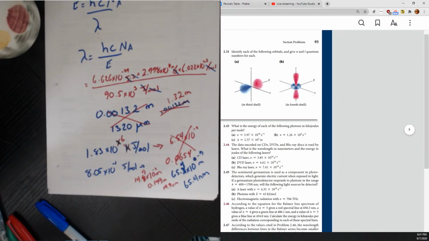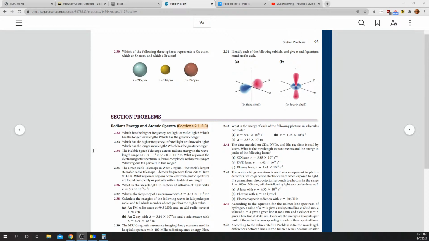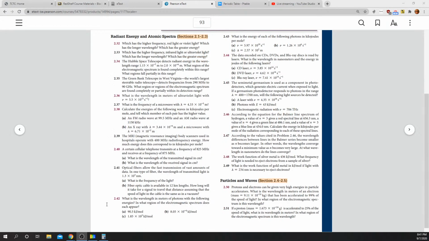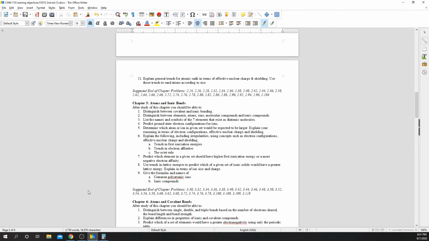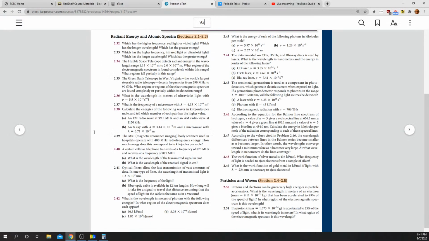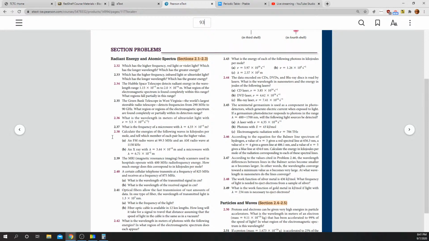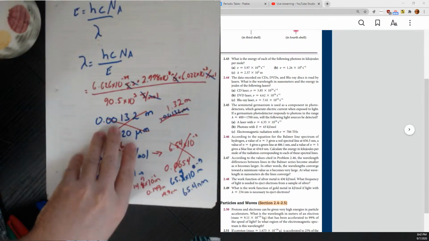All right, what problem are we on now? That was 42. I believe we go up to 46. Yes, we do. 44, then 46. The data encoded on CDs, DVDs, and Blu-ray discs is read by lasers. What is the wavelength in nanometers and the energy in joules of the following lasers? Oh, it didn't ask for joules per mole. Good.